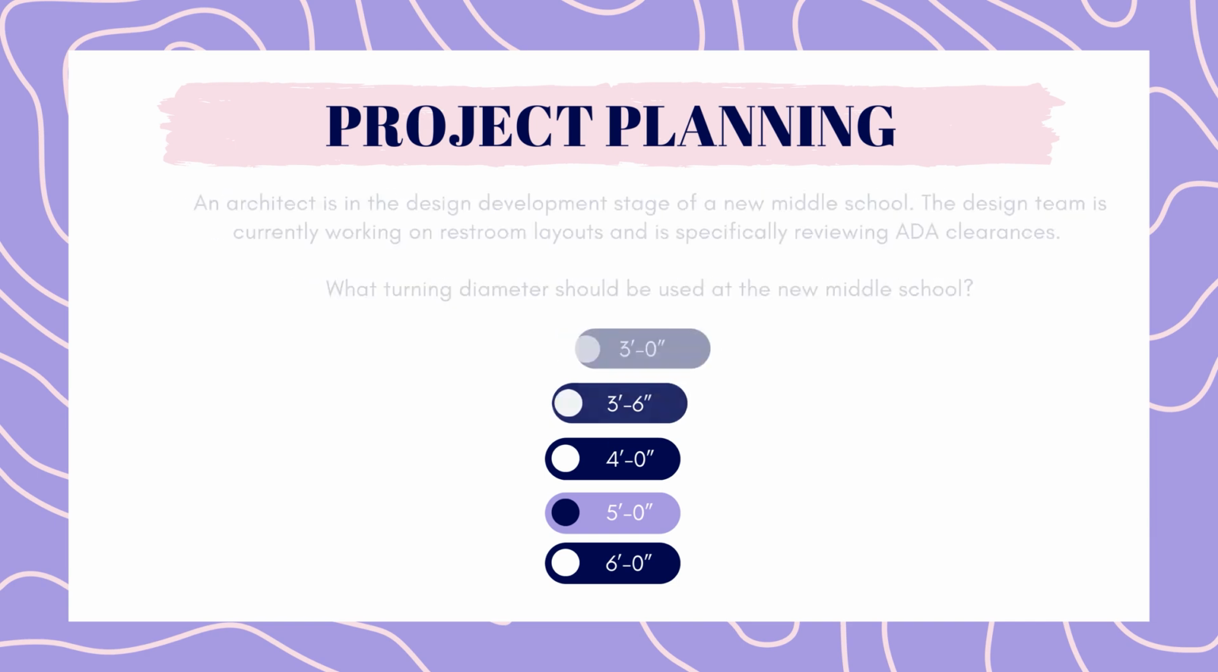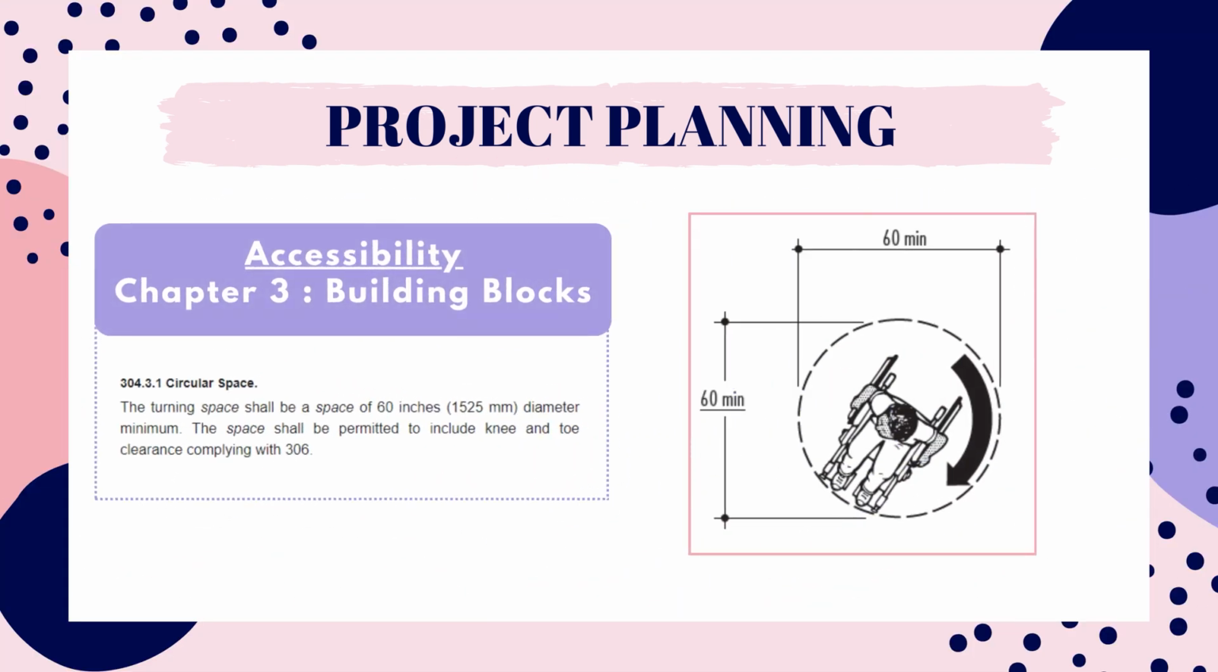This one comes straight from our accessibility code, chapter 3, building blocks. A 5-foot turning radius is needed so that a person in a wheelchair is able to rotate 360 degrees in a space without encountering obstacles, walls, or any other obstructions.